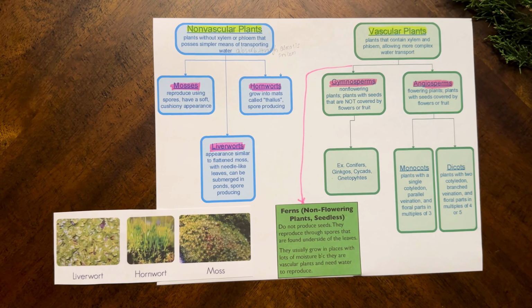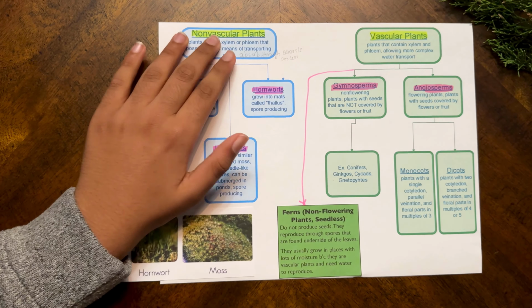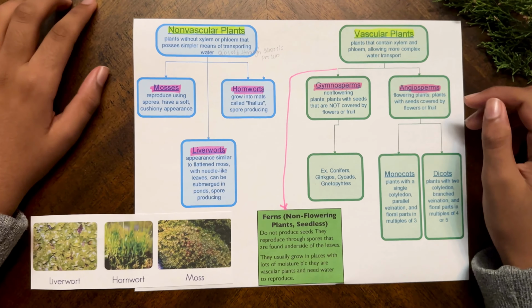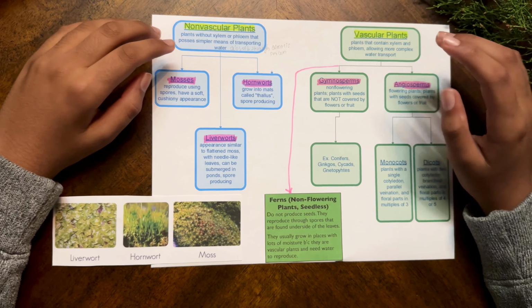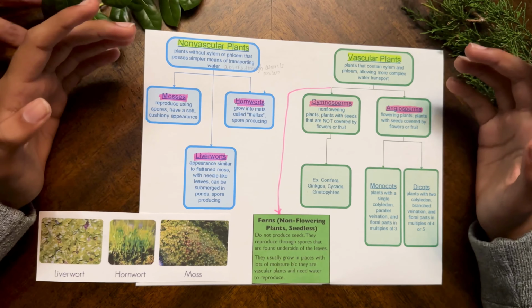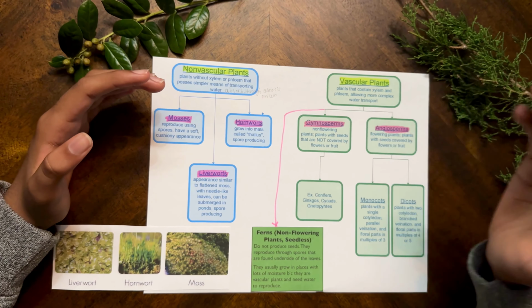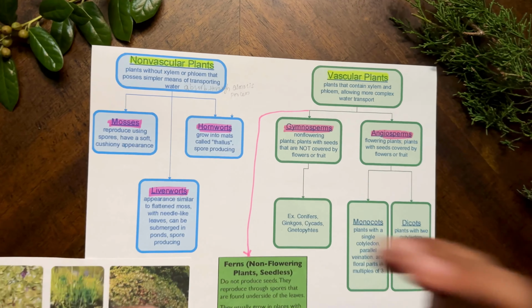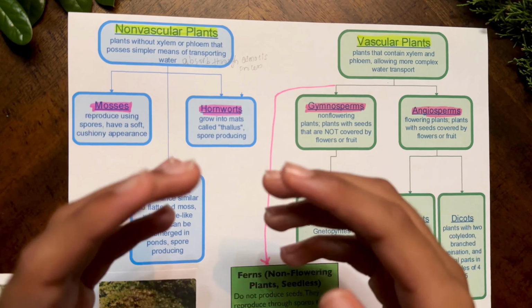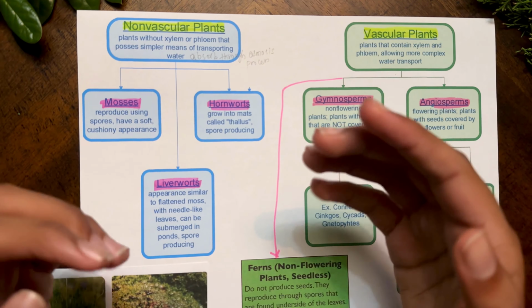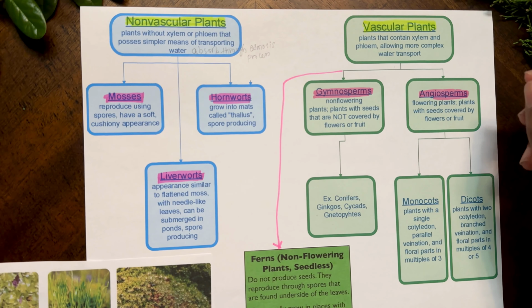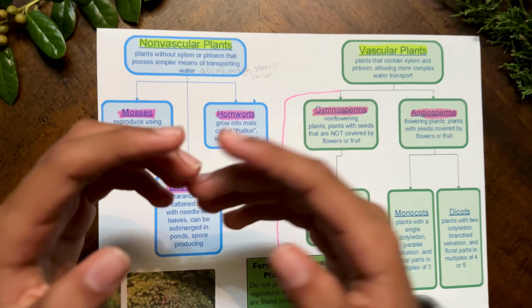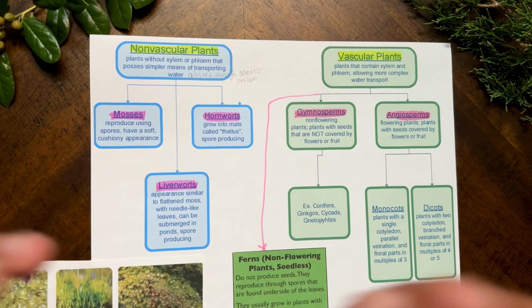In this video, we're going to be talking about the differences between non-vascular plants and vascular plants. One of the main differences is that vascular plants contain a xylem and a phloem. We learned about xylem and phloem in the vascular bundle when we were learning about leaf anatomy and also plant anatomy. We saw how the xylem and phloem move through and transport nutrients and water that is necessary for the plant to survive.